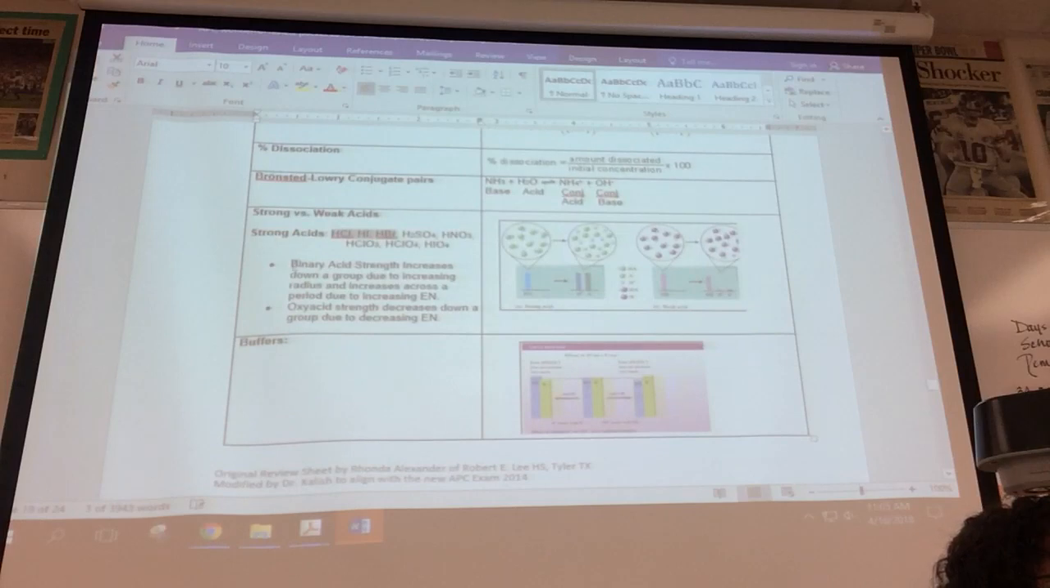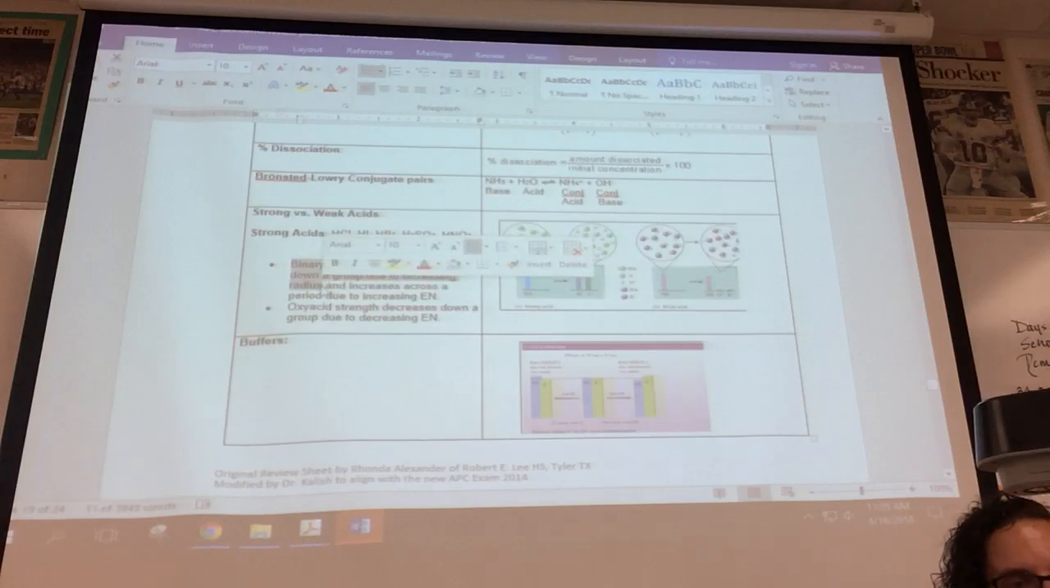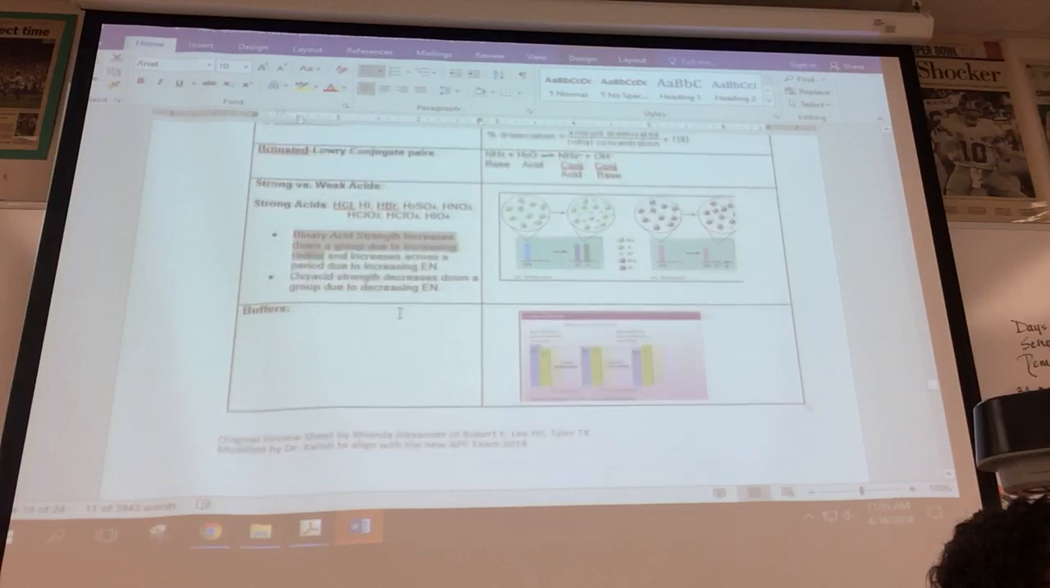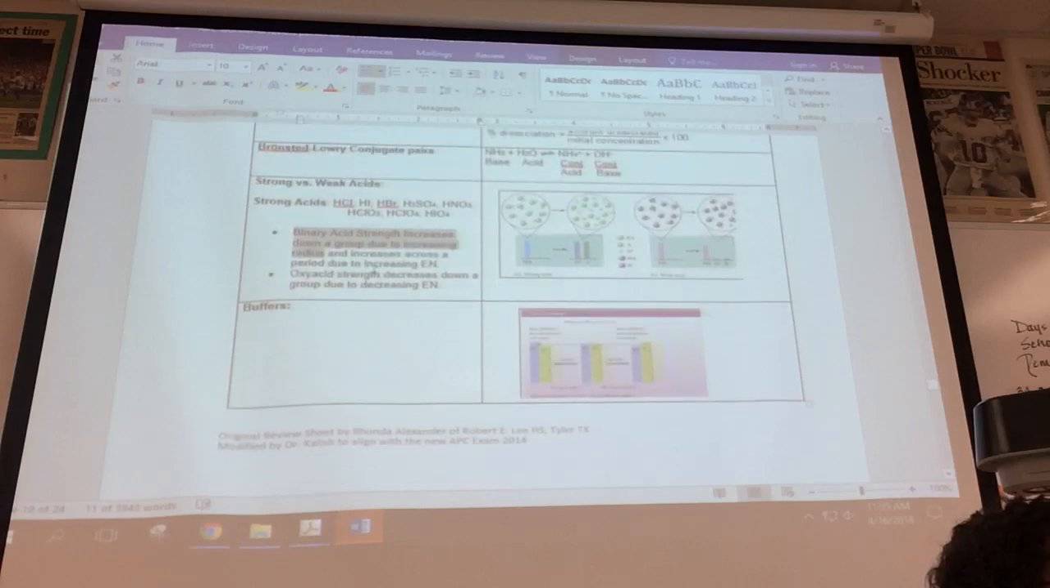In regard to acid strength, binary acid strength increases down a group. That's due to the larger radius. And it increases across a period due to increasing electronegativity. With ternary acids or oxyacids, what's going to happen there is it's going to decrease down a group due to the decreasing electronegativity. So the reasoning differs there. Be careful. They can also ask that.